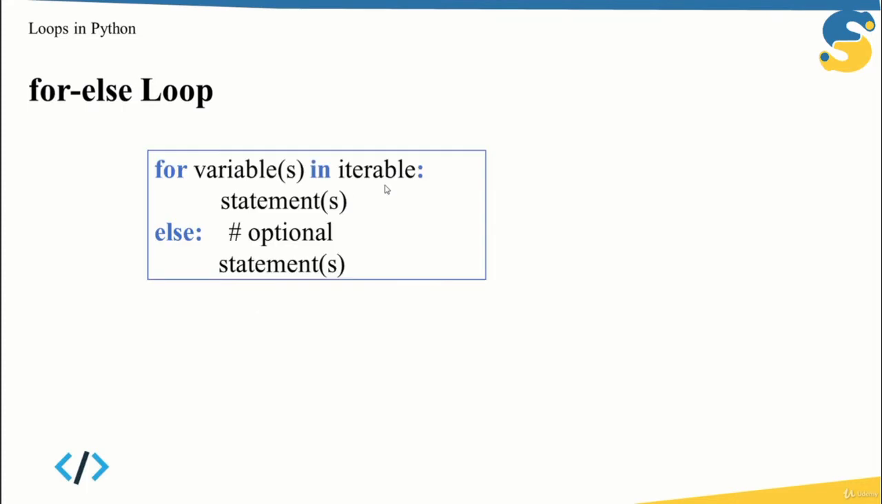Sometimes we can use else with for. As you see here, I say for else, and here the same syntax of for. After else there is colon, and then we have one statement or multiple statements according to your program. And don't forget that else is optional.